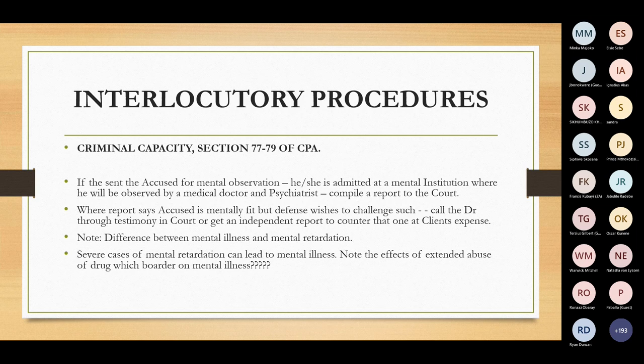So maybe they may come back agreeing with you, but if they don't agree with you, you can also get your own external expert at your own expense to come and counter the report that has been given by the state doctors. That's at your own expense. You can do that. Sorry, a follow-up question: will it be unethical if I have my own suspicion, then I firstly take them to my own specialist just to validate what I'm thinking about this client?